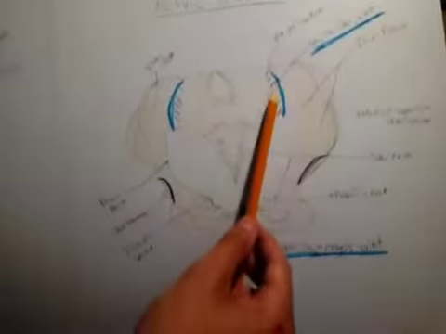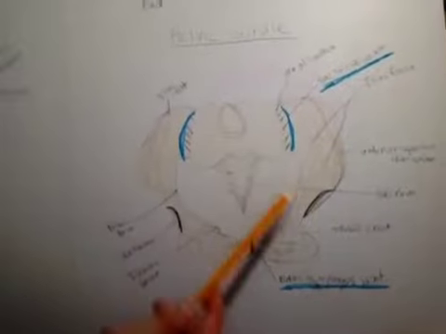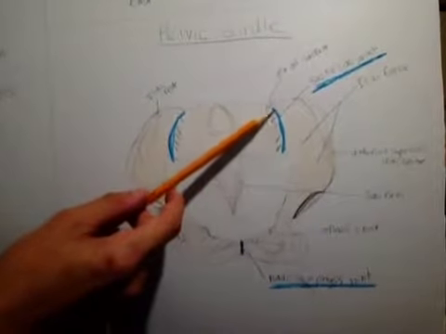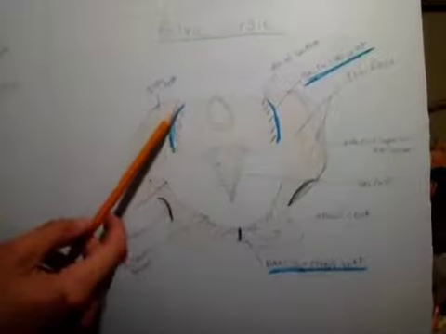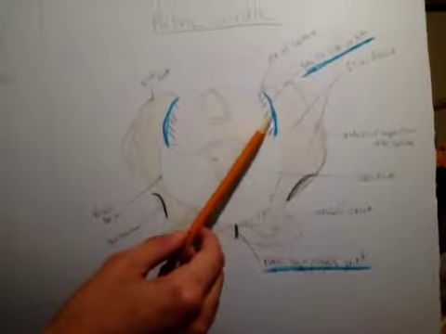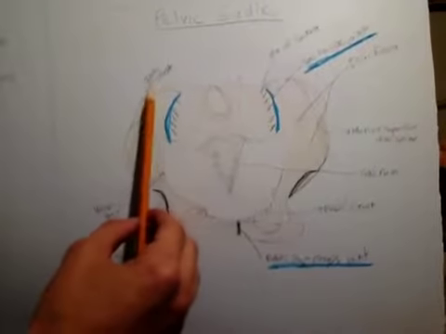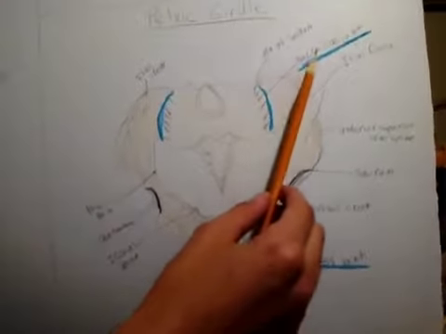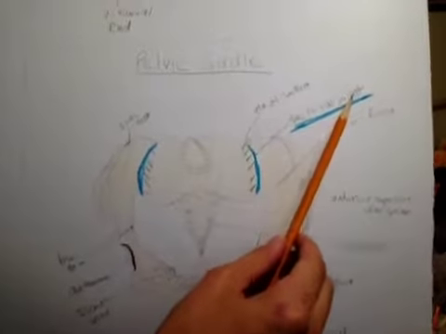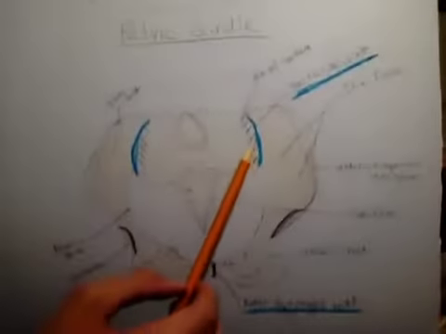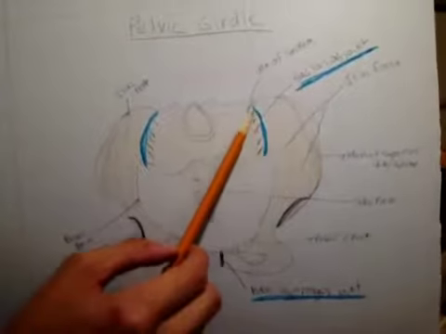So, now to the important part. So where's the articulation? Well, as you can see here, where I highlighted in blue, the sacrum articulates with the ilium here, which forms the sacroiliac joint. See right there? Right here, that's where it forms.